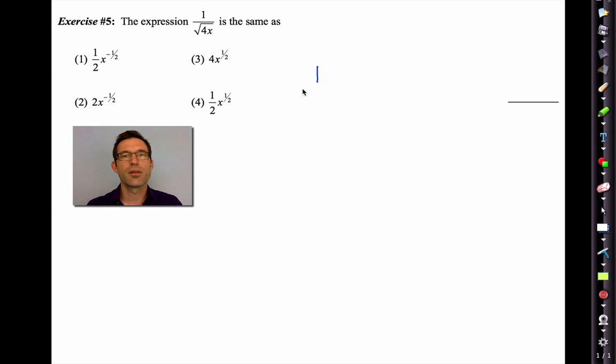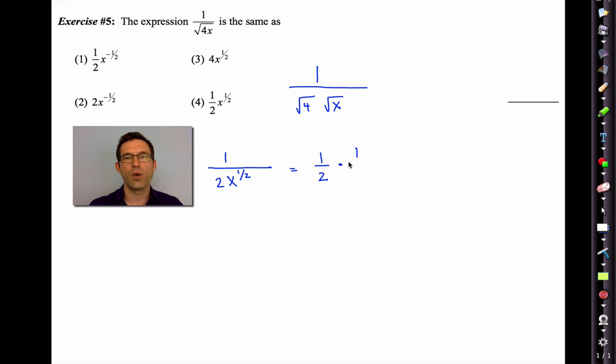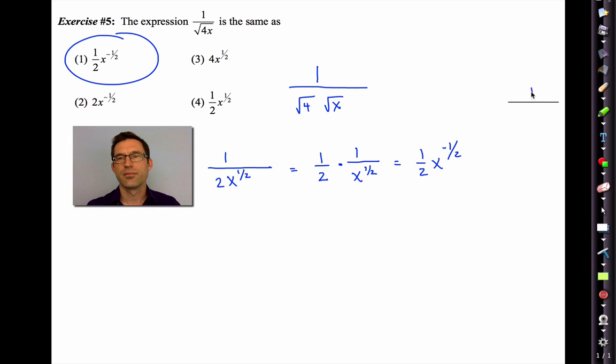But ultimately, here's how we're going to go about doing it. We're going to break that denominator into that. Now, the great thing about that is that the square root of 4 is 2. And of course here, I have x to the 1/2. That's the same as 1/2 times 1 over x to the 1/2, which is 1/2 times x to the negative 1/2. Choice 1. All right. Pause the video, write down anything you need to, and then we'll wrap up the lesson.